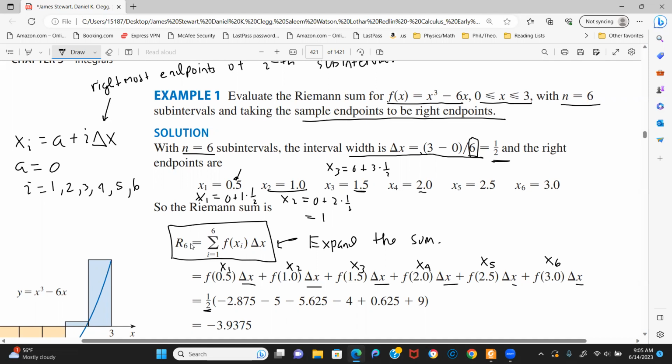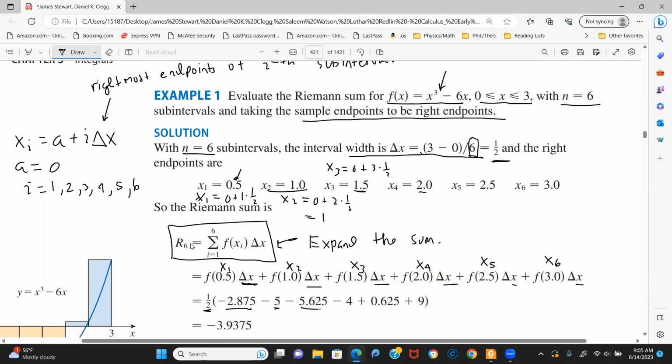And that's what they do right here. So there's the 1/2, factor it out because that's what delta x is. And then now plug these numbers into the function. So we're going to plug 0.5 into this function and then 1 into it. When you plug in 0.5, you get negative 2.875. When you plug in 1, you definitely get negative 5.